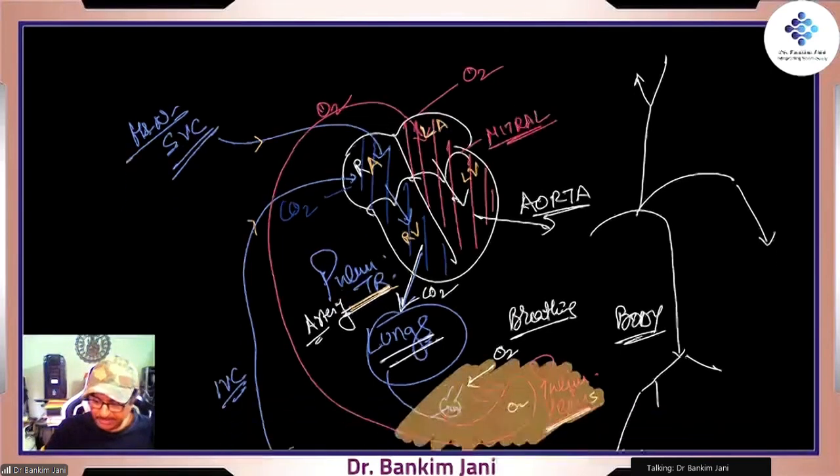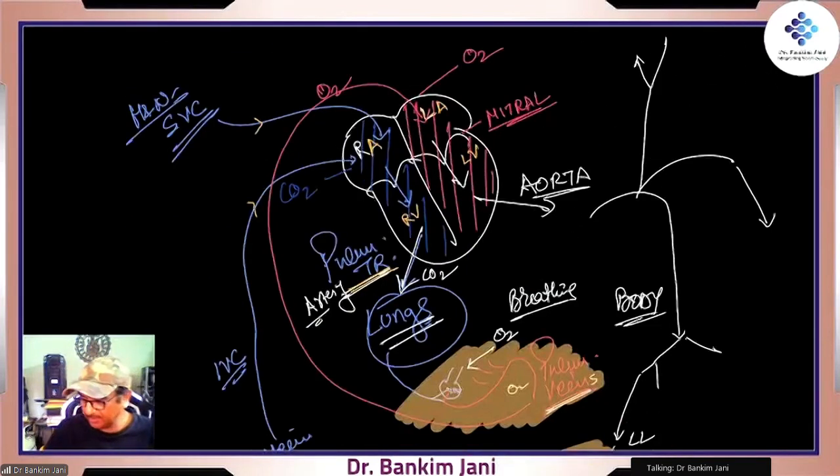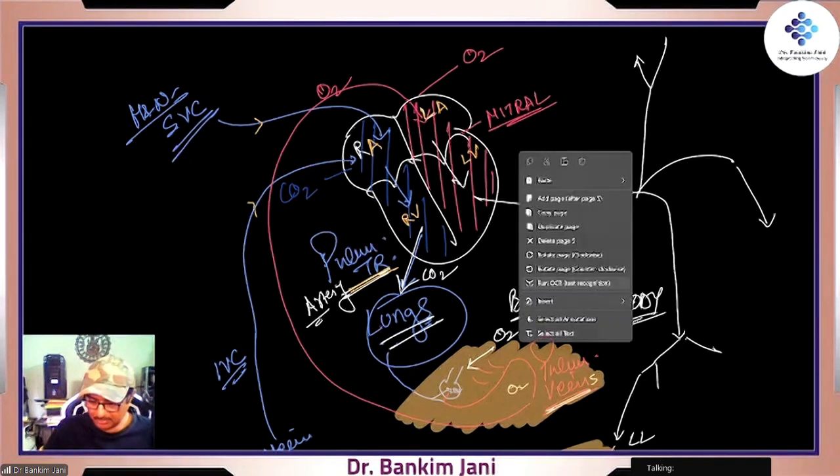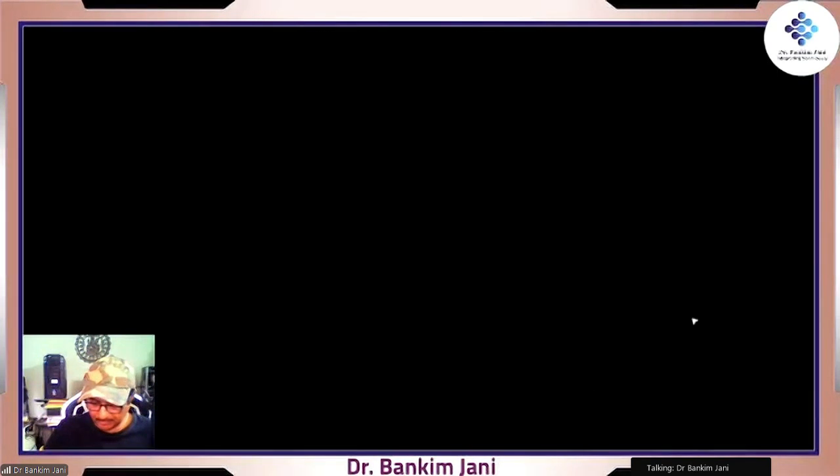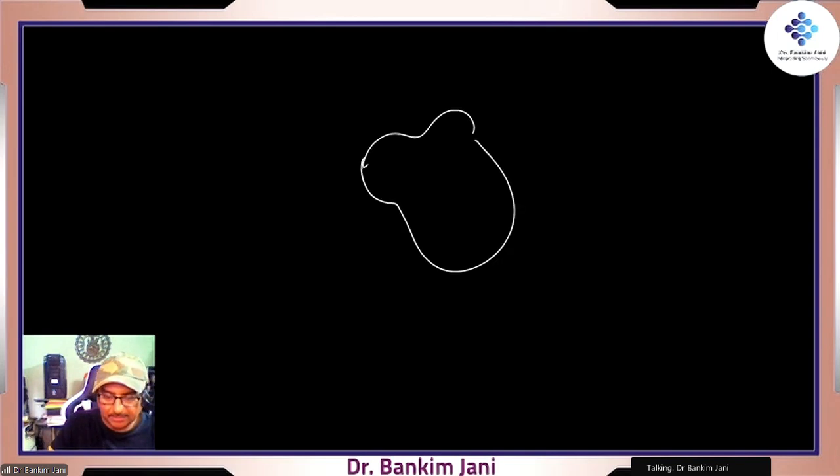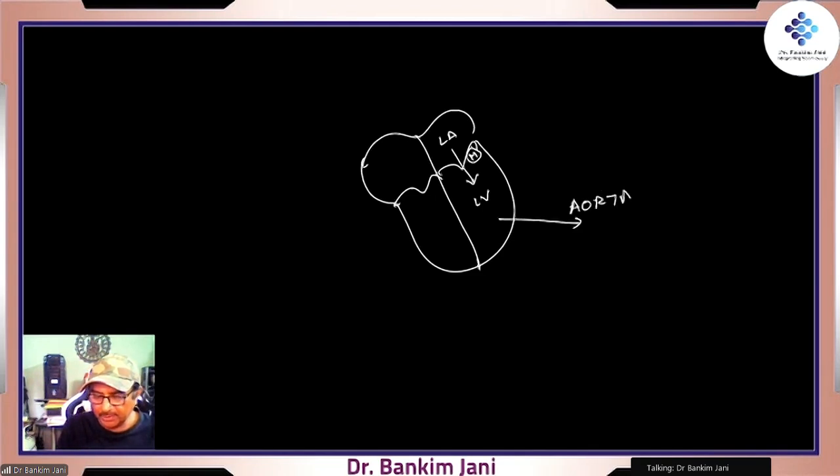To make it a bit easier, let's do one thing. All right. That's the heart, right? This is the left atrium. This is the left ventricle. That is the mitral valve. Blood goes from here, left atrium, to left ventricle. It goes to the aorta. From aorta, it will go into the entire body.